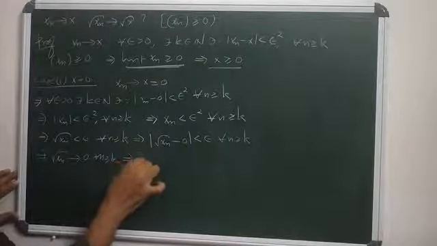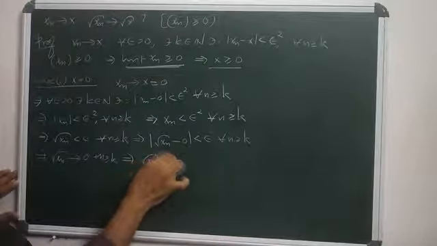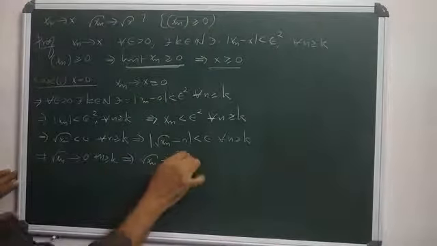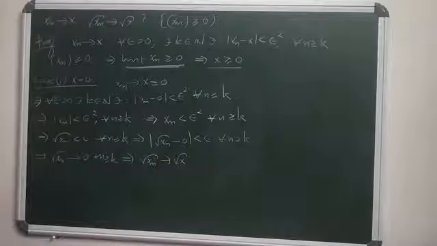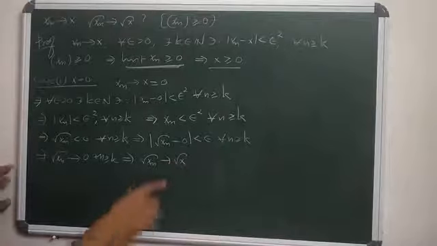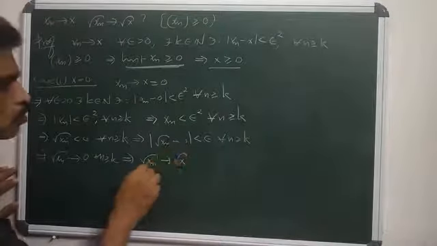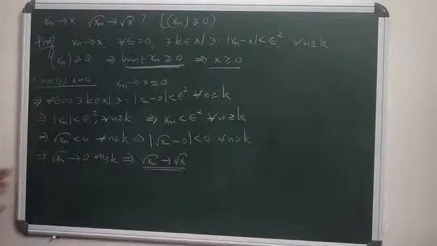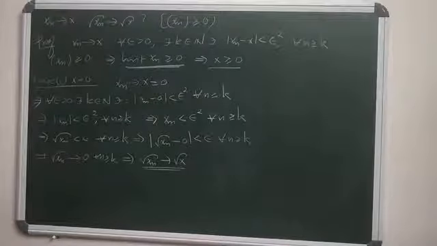Root xn converges to 0. What is 0? 0 is root x, since x equals 0, root x is also 0. So root xn converges to root x. So when x equals 0, the result is proved.